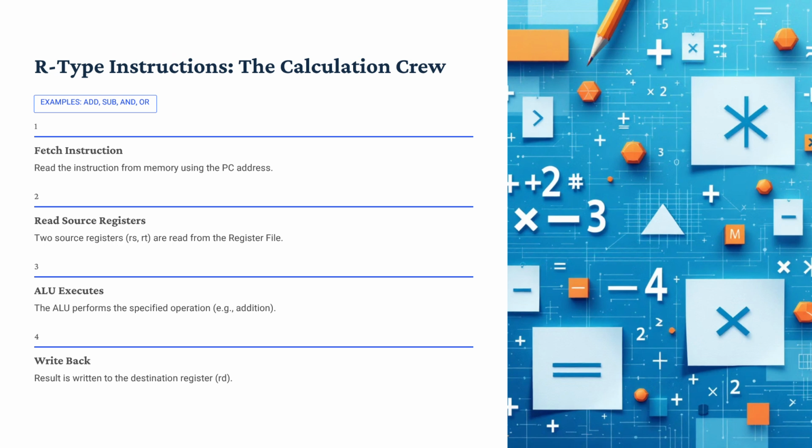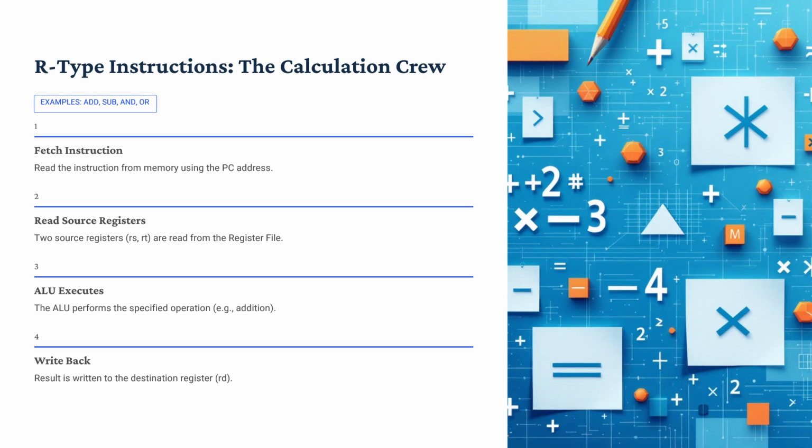R-type instruction, the calculation view. Examples: add, sub, and, or. There are 4 steps: fetch the instruction, read source registers, ALU execute, write back. Here there is no memory access. In R-type instructions we do not use any memory.